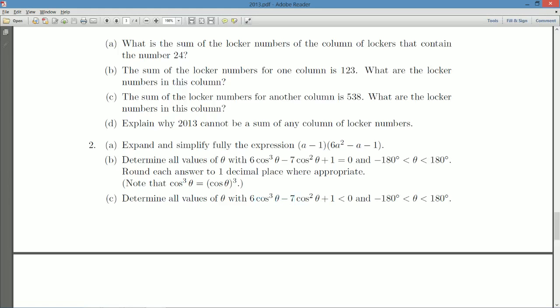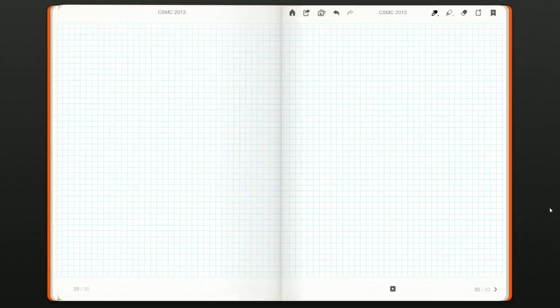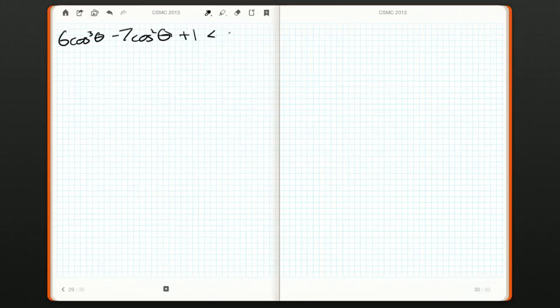Okay. Well, fortunately for us, we already have it factored. I mean, we don't have it factored, but knowing that 1 is a root, a half is a root, and negative 1/3 is a root of this formula in A, will allow us to factor it a little bit, and we can go from there. There's a general technique for finding out when things are less than 0 or greater than 0. So we have 6 cos cubed theta minus 7 cos squared theta plus 1. We want that to be less than 0.